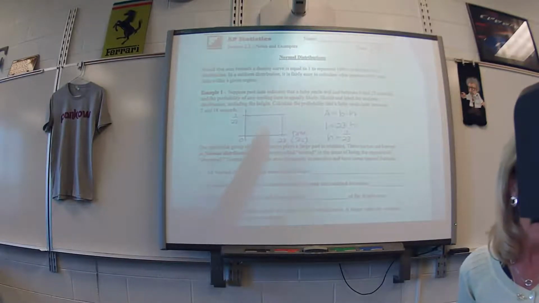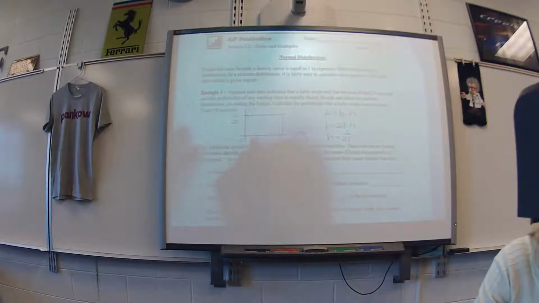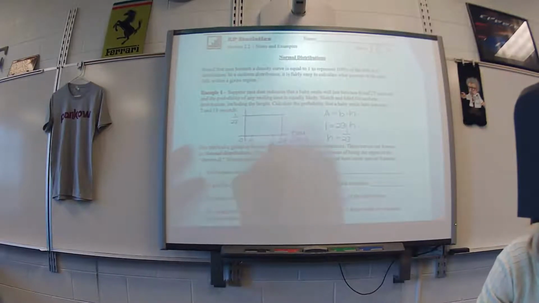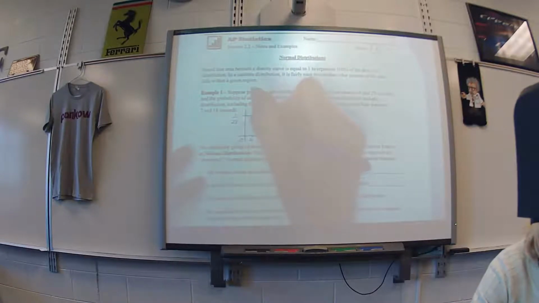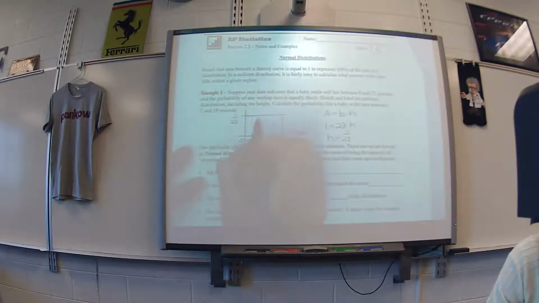And so now when it says, calculate the probability that a baby's smile lasts between 2 and 18 seconds, I can identify where 2 and 18 are, and I'm just estimating. So this will be 2, this will be 18. And what I'm going to do is drop perpendiculars there. And what I'm going to do then is find the area of that region, which is a subset of the whole region.